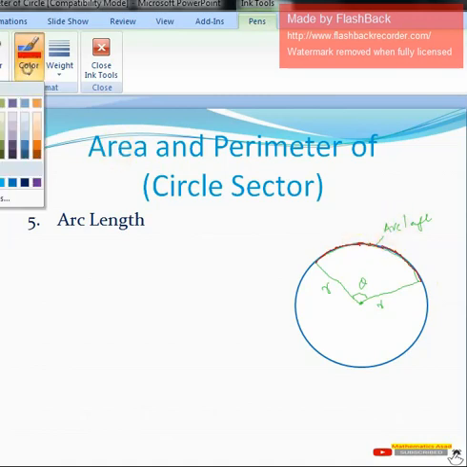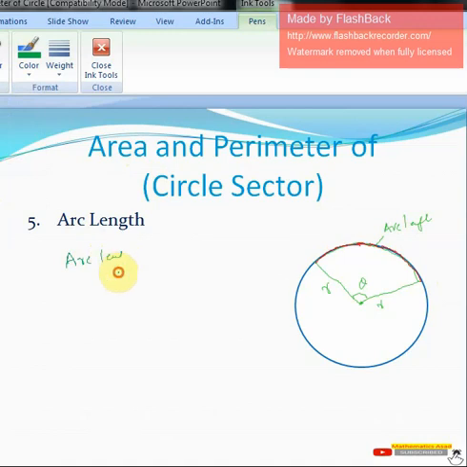And how can we find the arc length? Arc length is equal to theta degrees, where theta is the angle, upon 360 multiplied by 2 pi r. So this is the formula for finding the arc length. As the radius increases, the length of arc increases as well. So it is quite easy. Now move to the next.